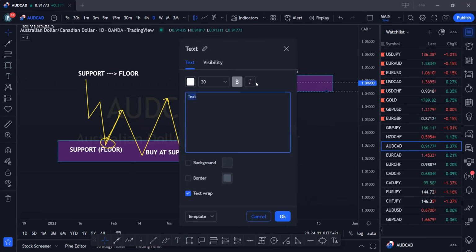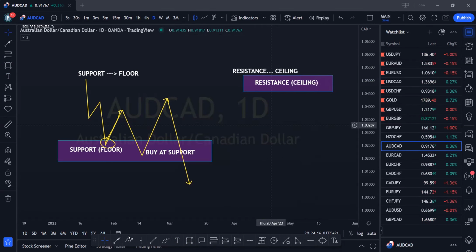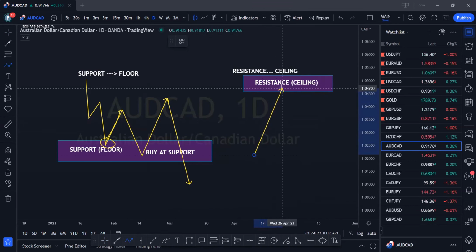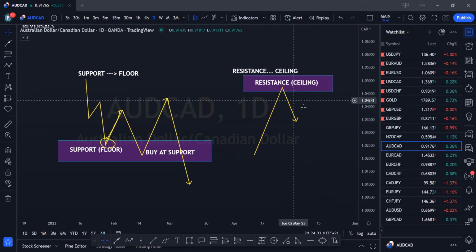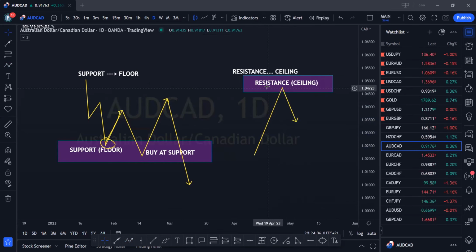So resistance zone, think of it as a ceiling. That will help you understand it properly, such that when price is going up like so, and then price only gets to a particular point in the market, and then you see a very sharp reversal, a change in market direction, what happened there is that price hit a resistance. Price hit a resistance zone. So that's what happened there.